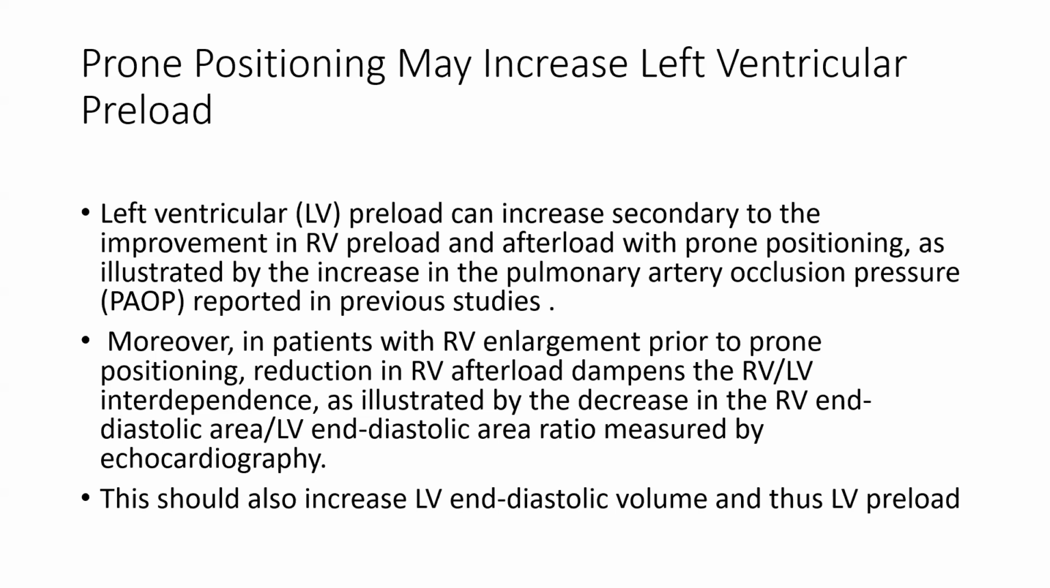Moreover, in patients with RV enlargement prior to the prone position, reduction in the RV afterload dampens the RV and the LV interdependence, as illustrated by the decrease in the RV end diastolic area to LV end diastolic area ratio measured by echocardiography. This should also increase the LV end diastolic volume and LV preload.